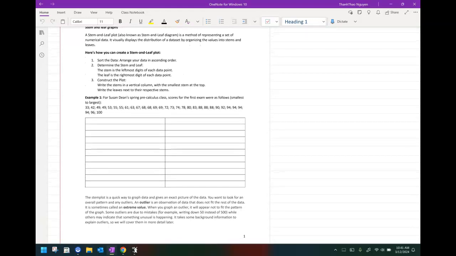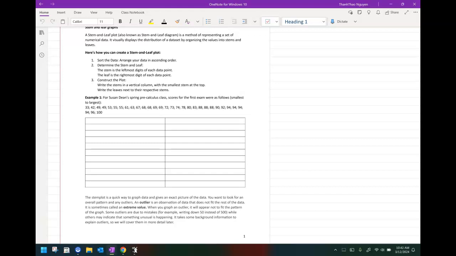First, you sort the data. Arrange your data in ascending order, then determine the stem and leaf. The stem is the leftmost digit of each data point. The leaf is the rightmost digit of each data point. Then we construct the plot. Write the stem in the vertical column with the smallest stem at the top. Write the leaves next to their respective stems.